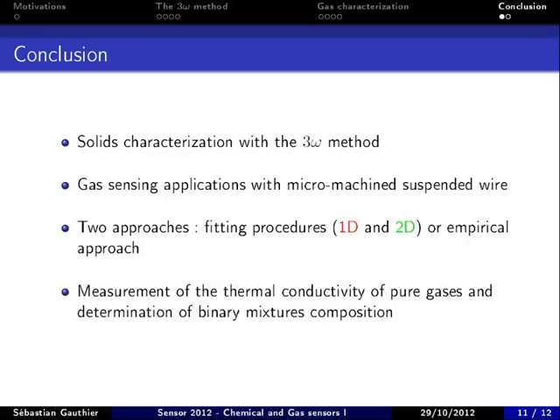So to sum up, we have presented the measurement of the thermal conductivity on solids, and I moved on to gas sensing application using a micromachined suspended wire. Two approaches were investigated. The 1D model failed, but the 2D model is valid, and well, that's it.